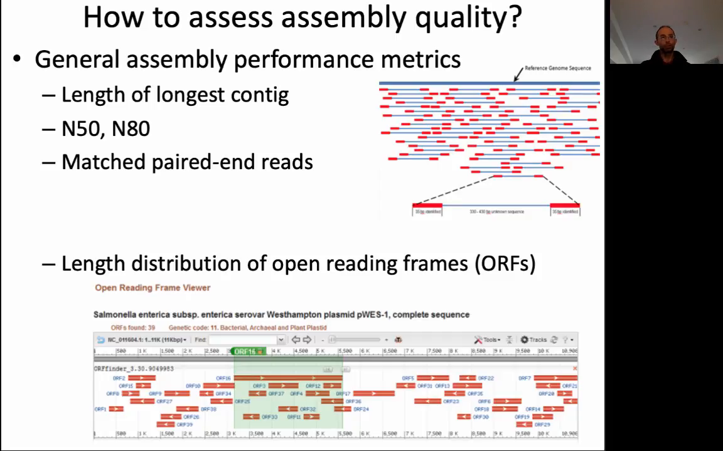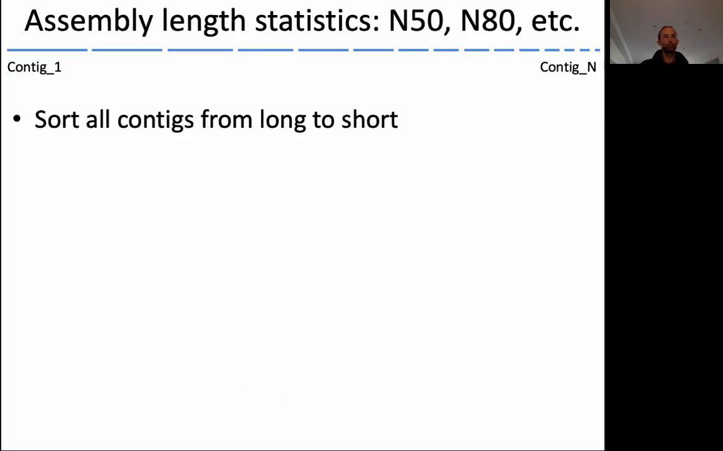Okay, so then there's N50 and N80. These are very often used assembly length statistics, but they don't just look at the length of the longest contig, but take the distribution of contig lengths into account. And they work as follows.